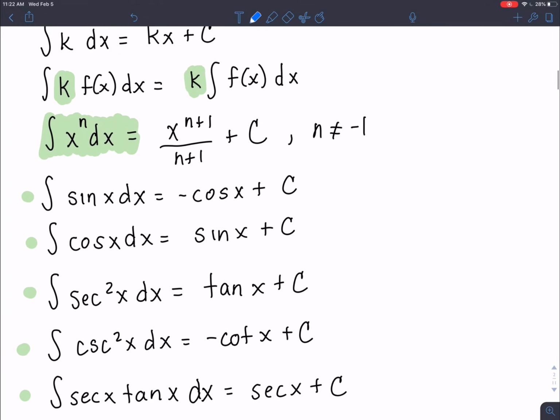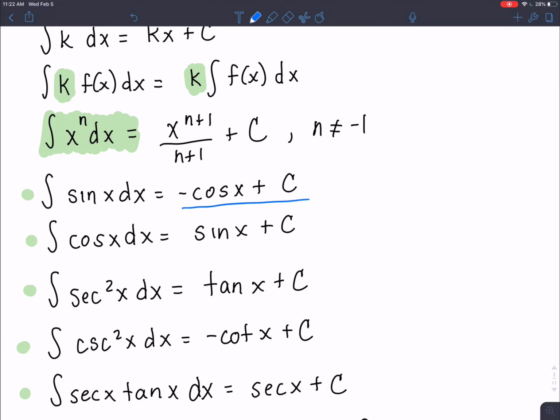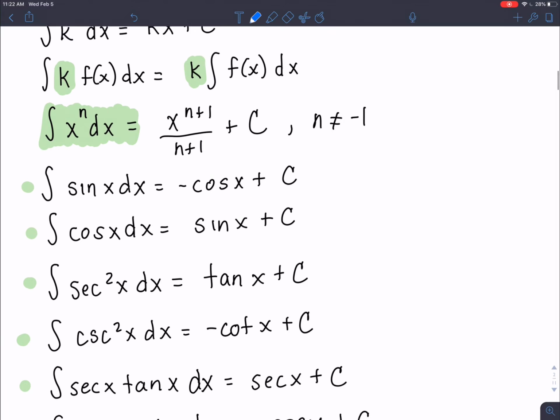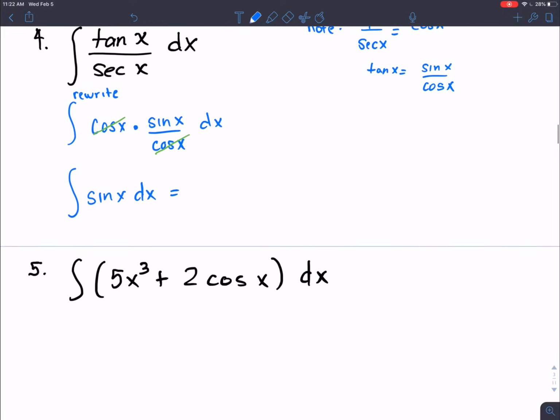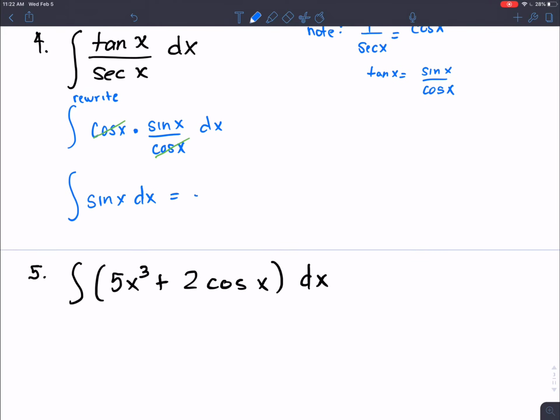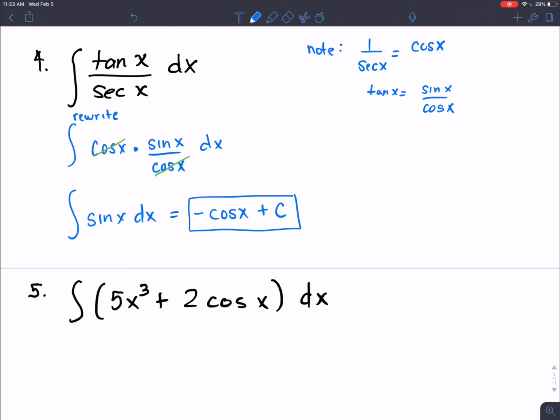So the integral of the sine of x is just negative cosine of x plus a constant. So we'll just jump back down here, and the antiderivative is negative cosine of x plus a constant. Most of the work done there was just on some simplification and some trig properties.